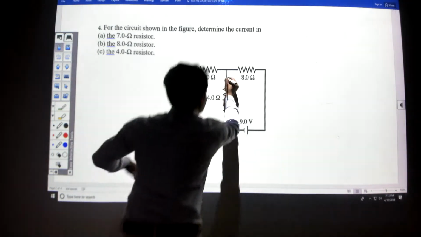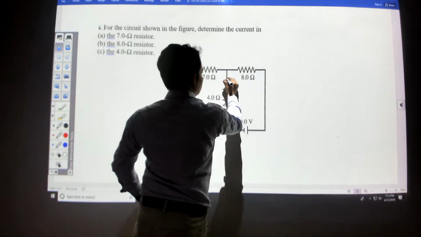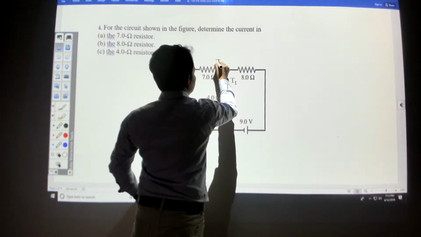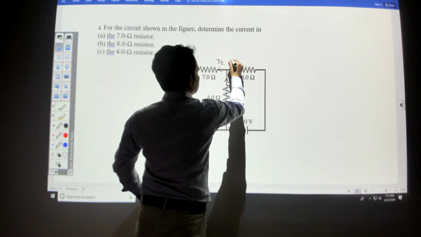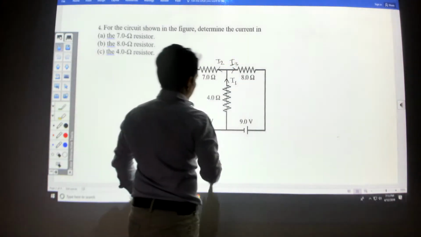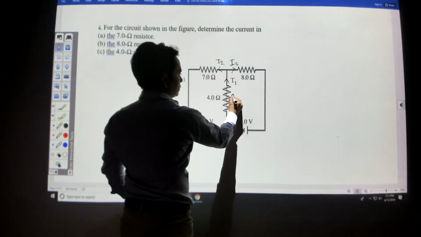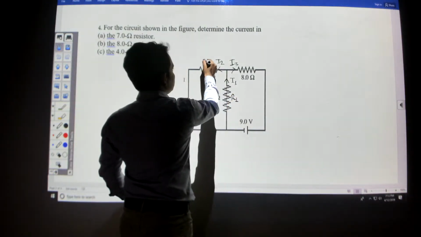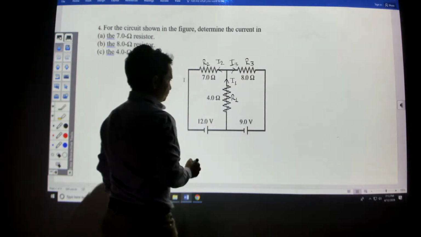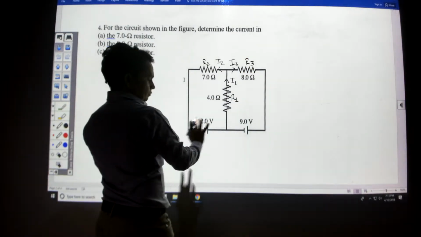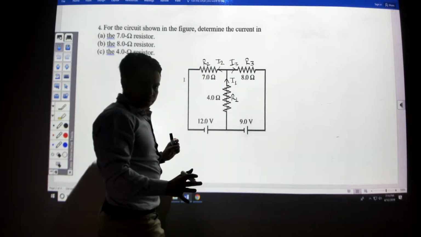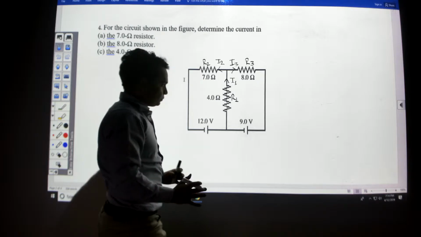Now let's call this current I1, and we call this current I2, and this current I3. And we can call these resistors R1, R2, and R3. You can assume the direction in any direction you like. It's entirely up to you.